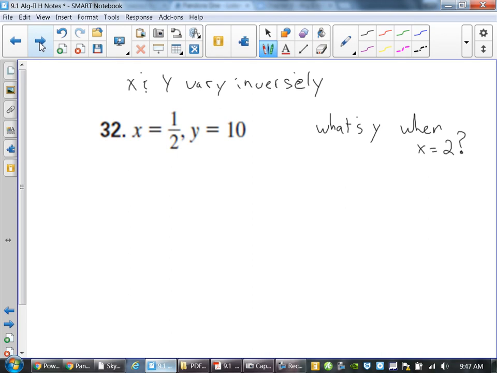So try this one. X and y vary inversely, same basic setup. When x is 1/2 and y is 10, what's y when x is 2? So we know they vary inversely.